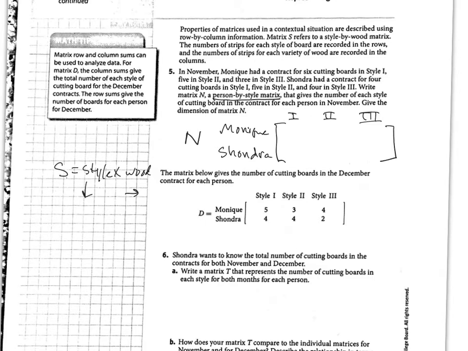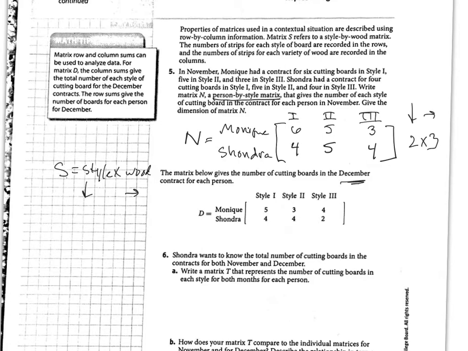So, again, if we look back at it, Monique had 6 for style 1, 5 for style 2, and 3 for style 3. Chandra had 4 for style 1, 5 for style 2, and 4 for style 3. So the dimensions of matrix N, remember we go down then across, so this would be a 2 by 3 matrix. Now they've given us the next matrix, matrix D, and this is a person by style for the month of December.